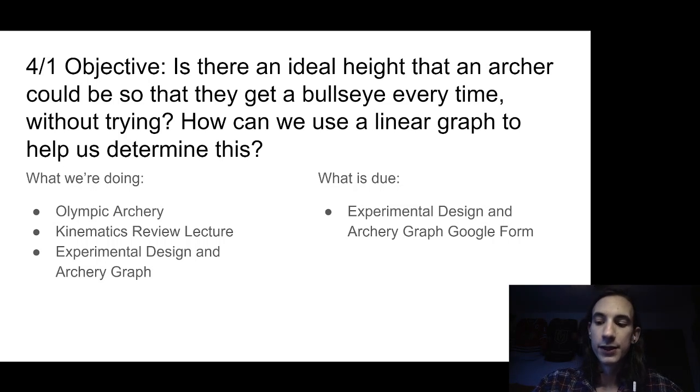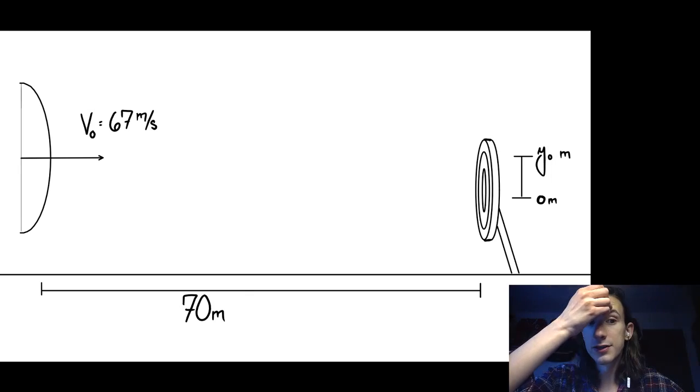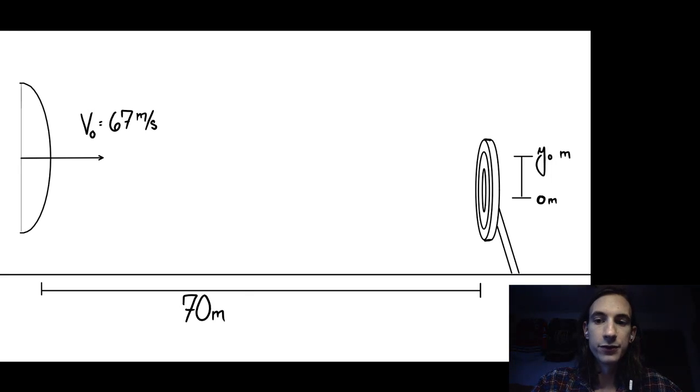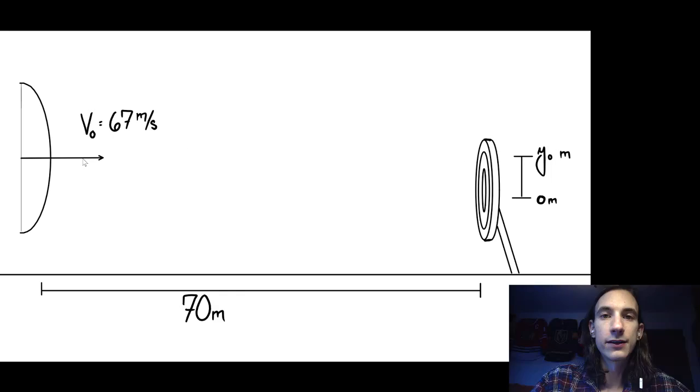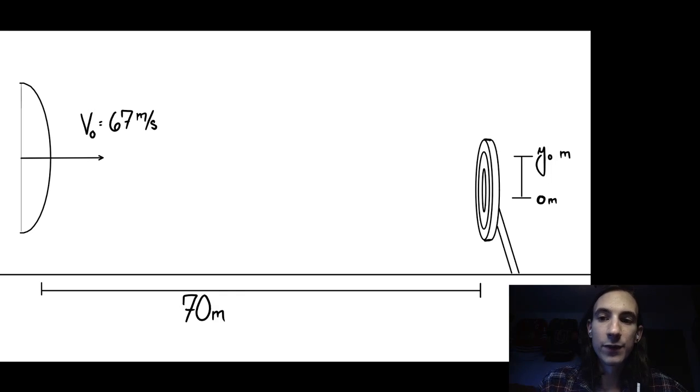That will be due. So just to reiterate the situation, we're going to say the initial velocity for an archer is about 67 meters per second or 150 miles per hour. So let's assume that we can shoot that perfectly every single time. And we want to figure out what height this person could be at, over here is the starting height of the arrow. Is there a height that they could hold it so that they can just perfectly shoot it horizontally every single time, no aiming, so that 70 meters away it would hit a bullseye? So that's what we want to look at.